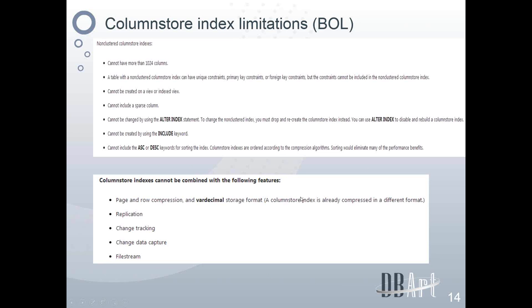Just for the sake of completeness of this presentation, I believe everybody can read Books Online, but I've added screenshots from Books Online. Limitations: you cannot have more than 1,024 columns. The index cannot be created using the INCLUDE keyword. If you think about how the index is built, actually all columns are included. It's not sorted, so you cannot specify ascending or descending.